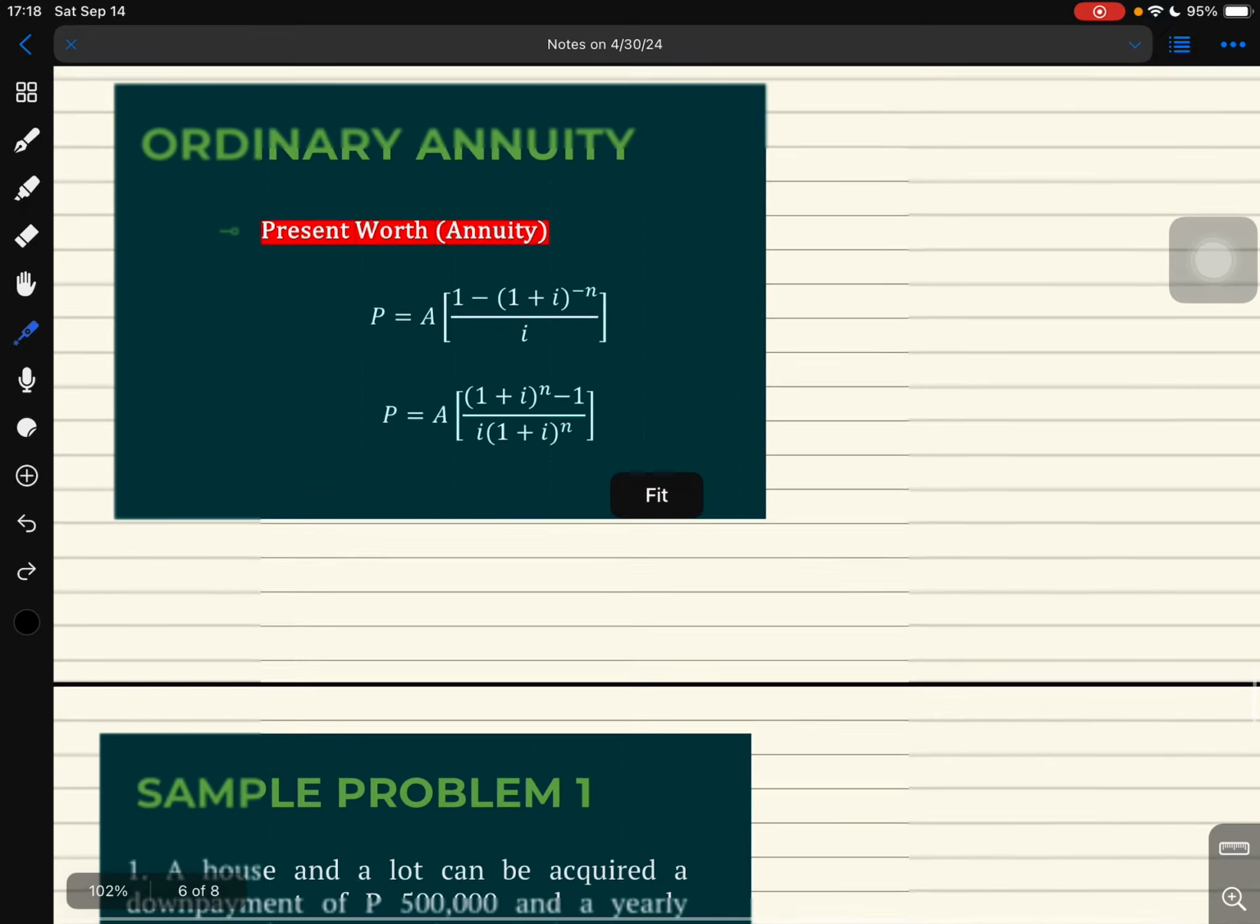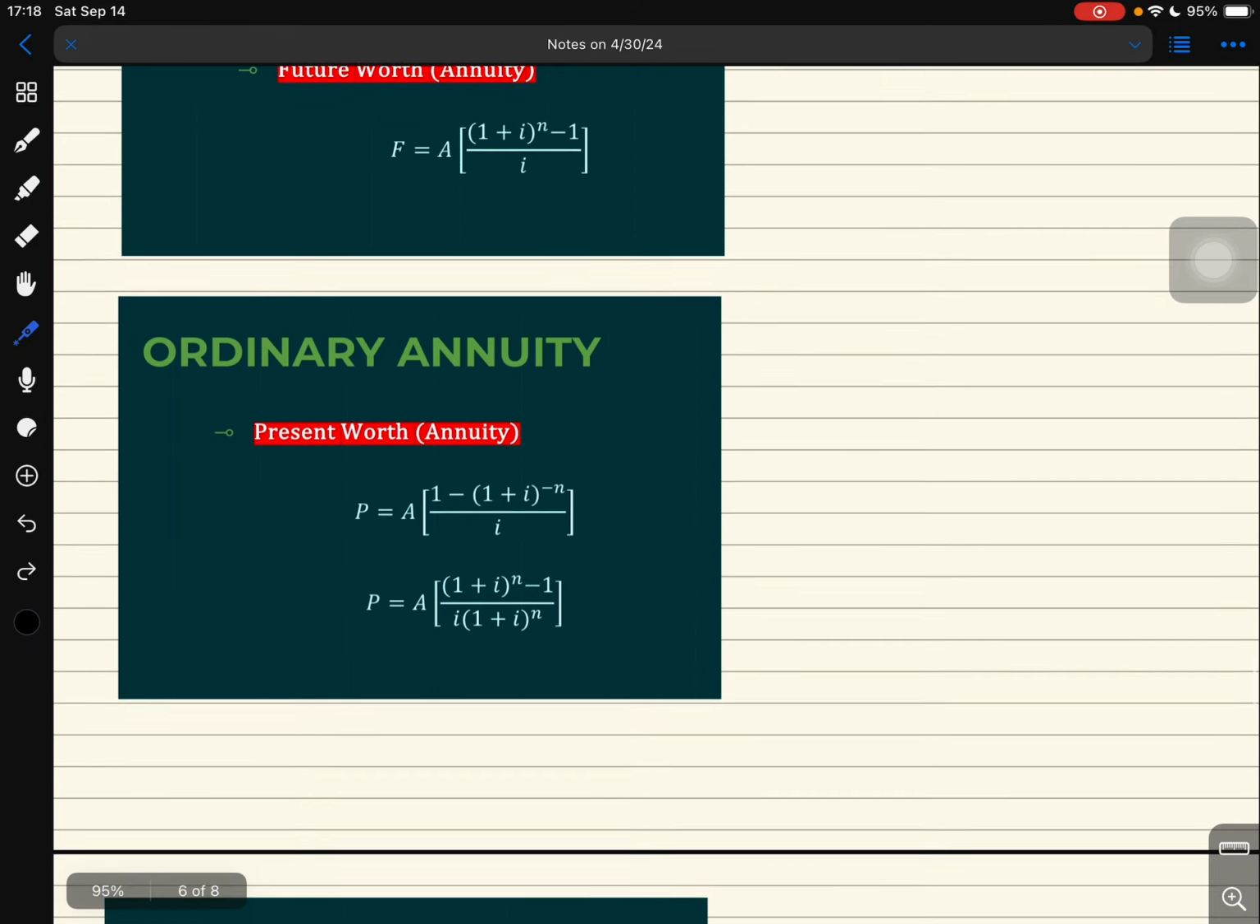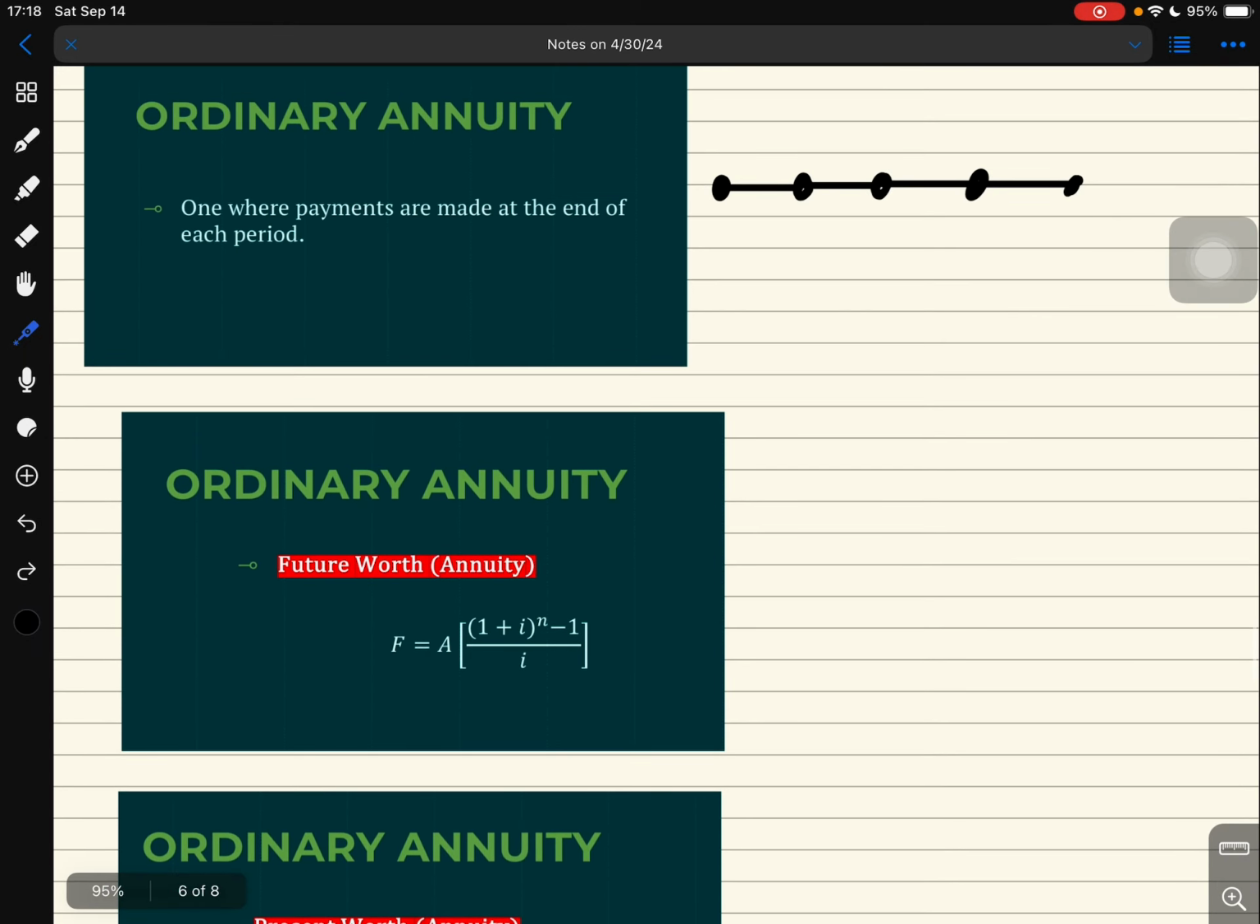Now, let us try to solve a problem. But before we solve a problem, let us see where annuity is applicable. It applies to our loans. At the end of each month, sometimes we pay a loan, like when we are paying installments on a house loan or a land loan. Those are applications of annuity. So, let us now move on to our discussion.